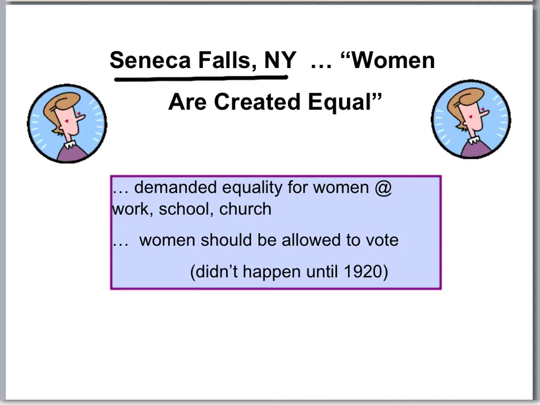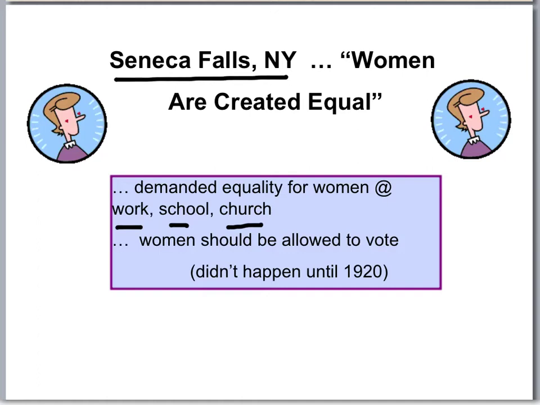And if you remember, in the Declaration of Independence, we see that we hold these truths to be self-evident, that all men are created equal. Well, they changed that. And they proclaim that we hold these truths to be self-evident, that all men and women are created equal. And what they want to do is demand equality for women at work, at school, at churches. There's about 200 women there, and they're accompanied by 40 men, 40 men who actually said, you know something, women should have the rights like men.